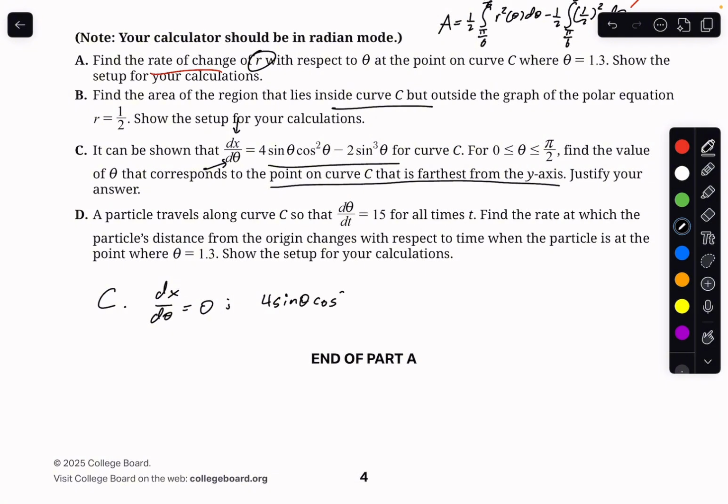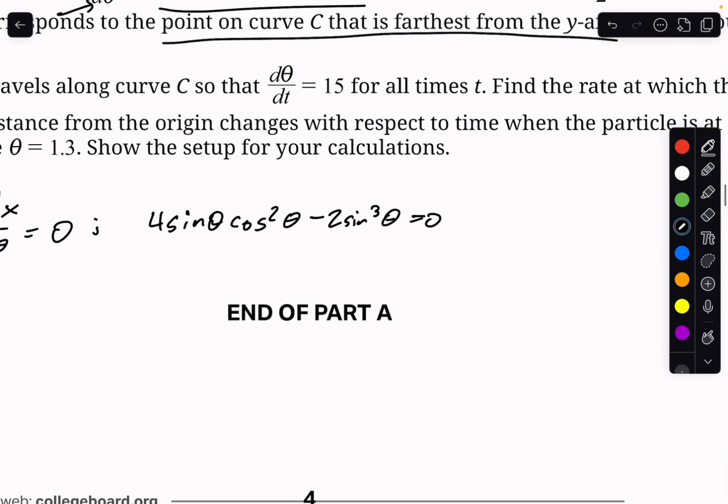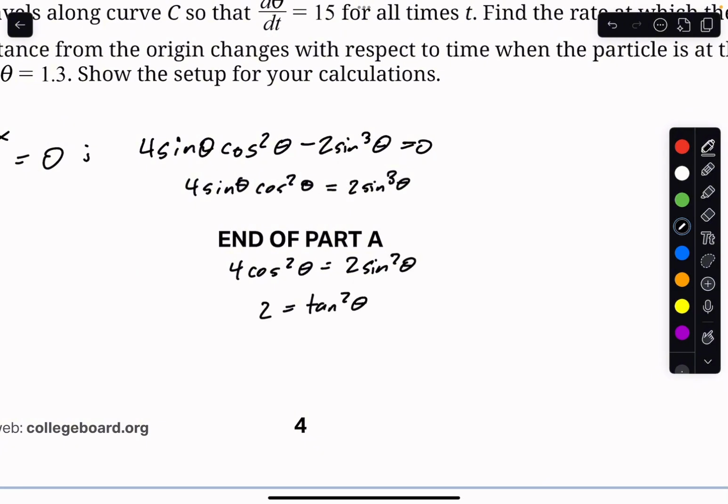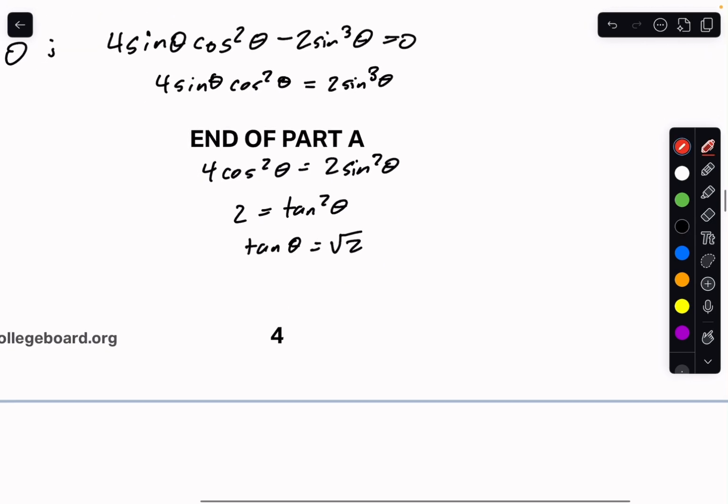4 sine theta cosine squared theta minus 2 sine cubed theta is equal to 0. You want to just do 4 sine theta cosine squared theta is equal to 2 sine cubed theta. Then we have 4 cosine squared theta is equal to 2 sine squared theta. Then we just have 2 is equal to tangent squared theta. Then we have tangent theta is equal to root 2. This is what you can plug into your calculator for simplicity. But then you have theta is just equal to arctan of that, which is about 0.955. So that concludes part C, and hopefully you got that right.